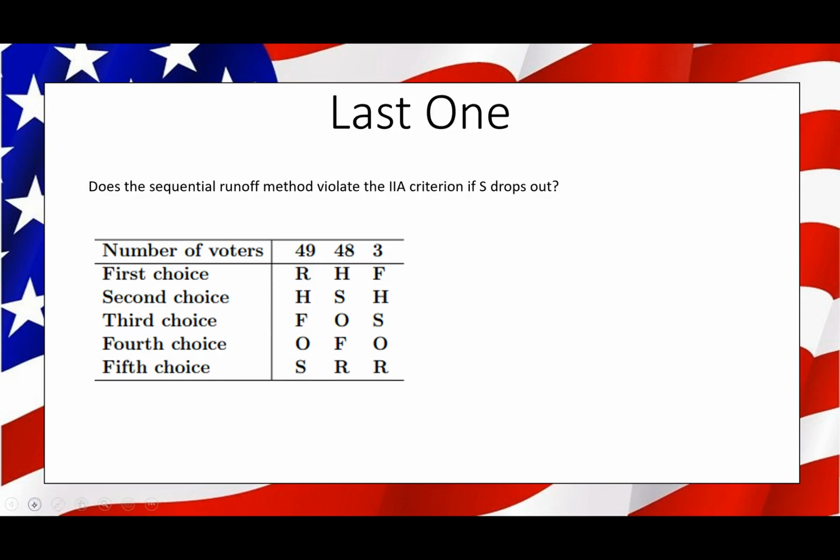Let's do one more. Does the sequential runoff method violate the IIA criterion if S drops out? Well, again, let's just find the winner of the sequential runoff method. Remember, we're looking at first places. We've got R versus H versus F versus O versus S. We've got 49 wins for R, 48 for H, 3 for F, 0 for O, and 0 for S. So we can drop out O and S. Or not S, excuse me, O.